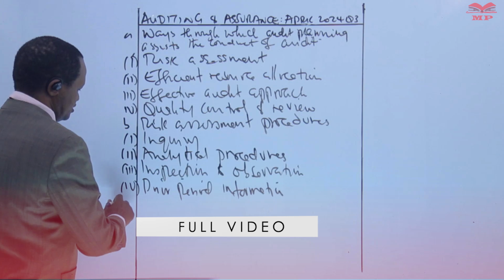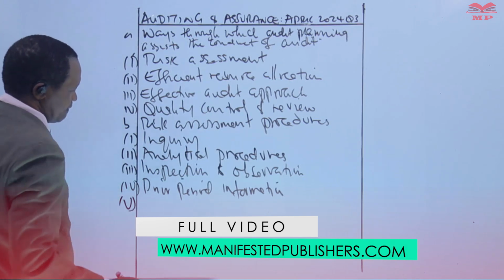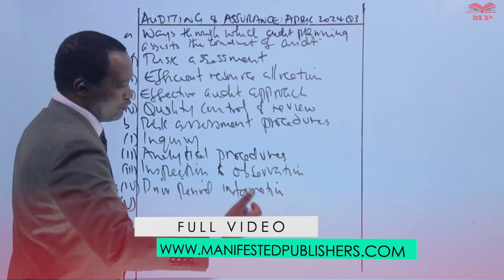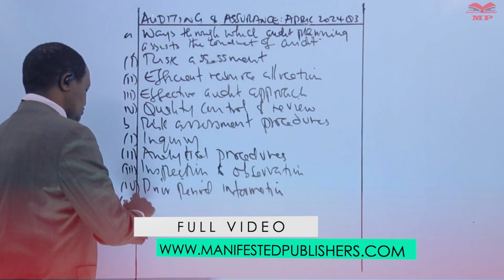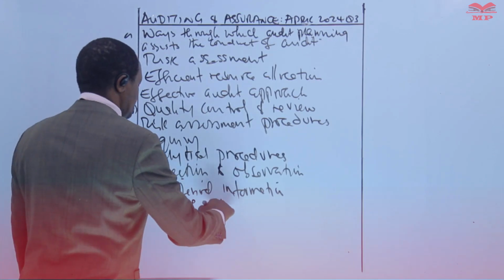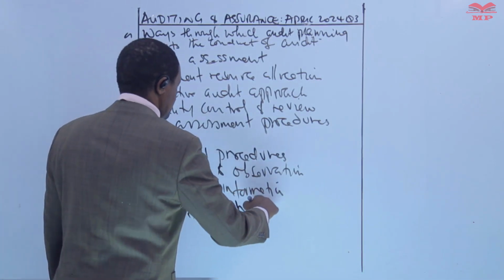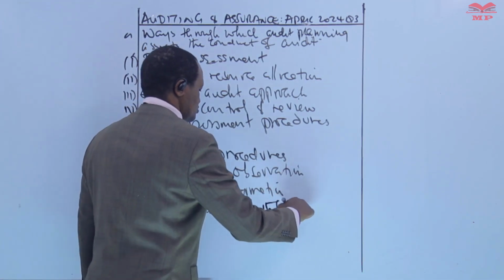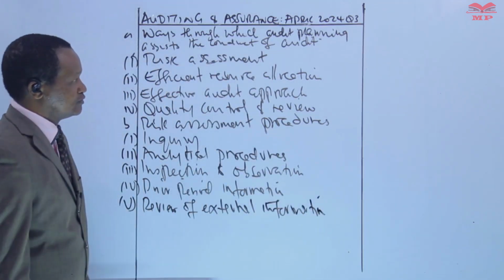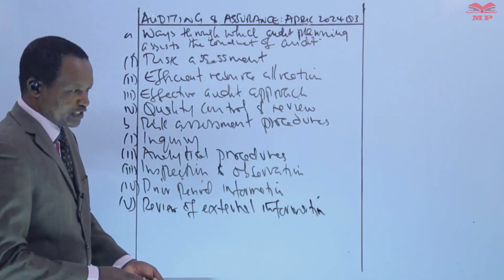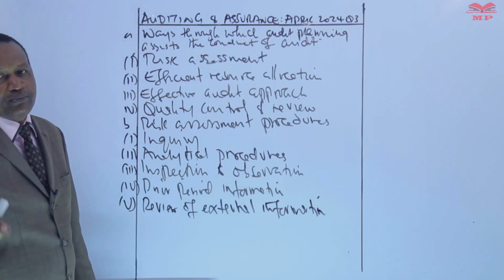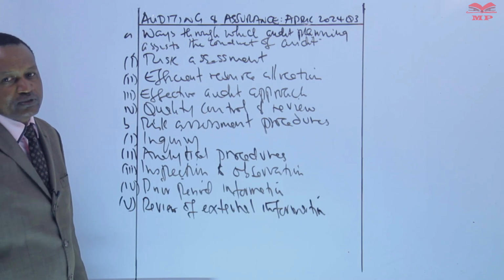Let me stop at number 5, which is review of external information. Review of external information. What do I mean by review of external information?